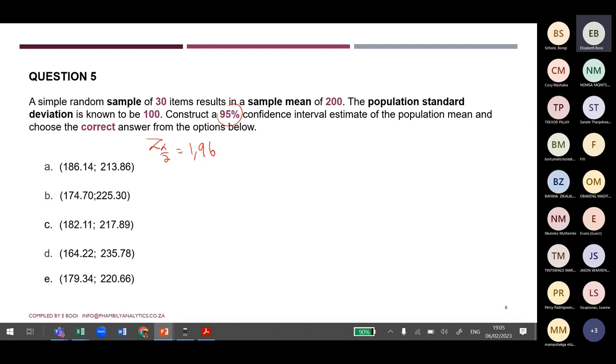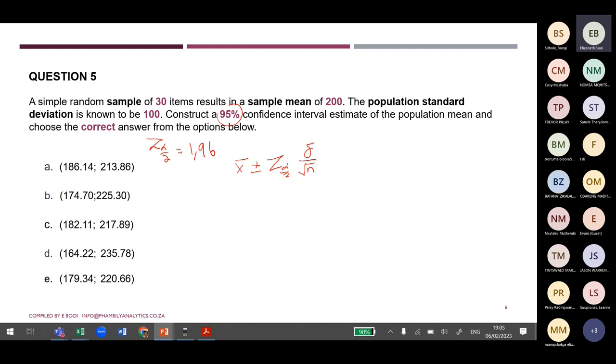Okay, so what is it that they have given you? A random sample of 30, a sample mean of 200, the population standard deviation, which then is known, then it means we are doing the Z. Construct a 95% confidence interval, then you go immediately to the formulas. The formula for the confidence interval for the mean, when the population standard deviation is known, is the mean plus or minus the critical value times the standard error, which is your population standard deviation divided by the square root of n.